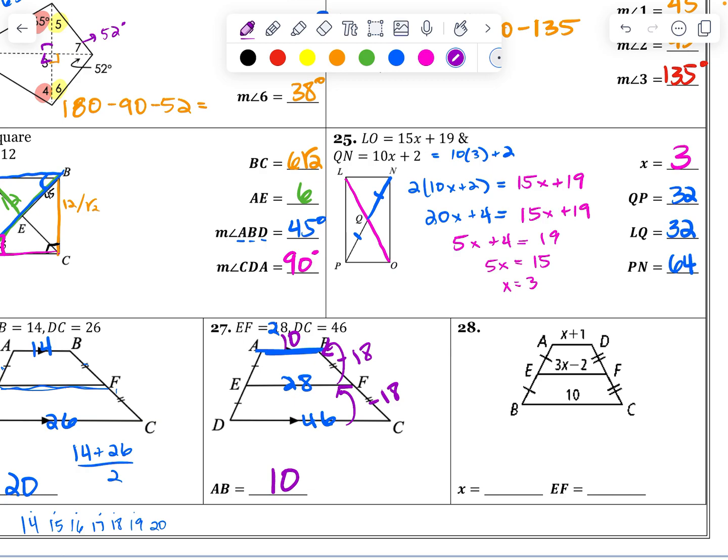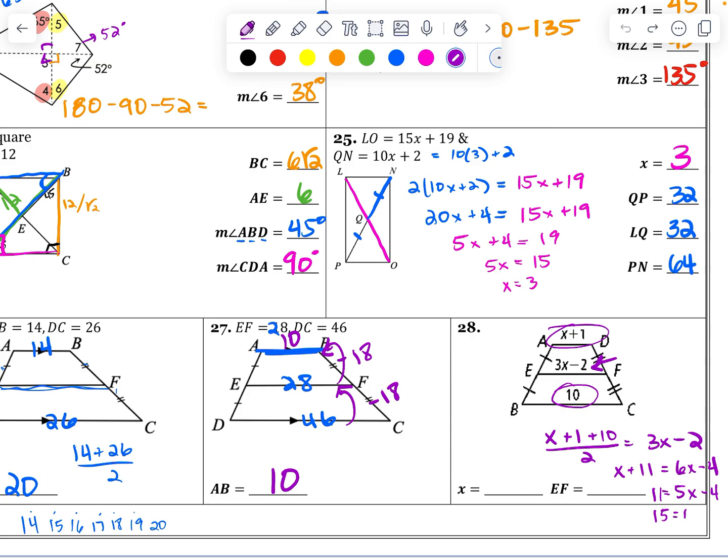And then 28, let's see. This plus this divided by 2 equals my mid-segment. So let's say x plus 1 plus 10, all of that divided by 2 equals 3x minus 2. So let's see, I'm going to multiply both sides times 2 because I don't like dividing by 2. So I'm going to have x plus 11 equals, times 2, 6x minus 4. 11 equals 5x minus 4, plus 4 on both sides, 15 equals 5x.